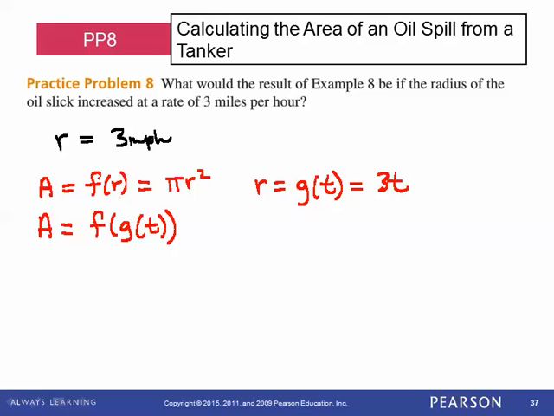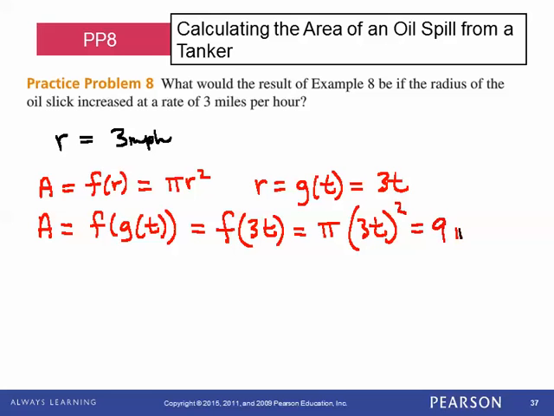And again, why do we say f and r? Because r is the variable for the f function. Why do we say g of t? Because t, the time, is the variable of the g function. And this is just so it looks a little closer to what we've studied before. So let's go for it here. We plug 3t into our f function, which becomes 3t being squared times pi, or 9 pi t squared. So now we have a formula for the oil slick based on time only.